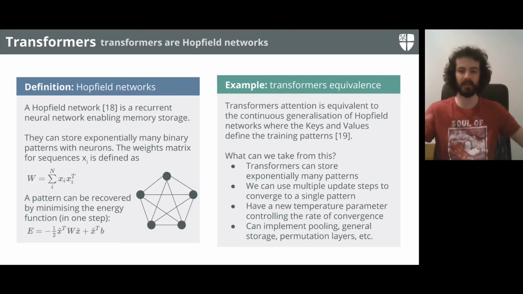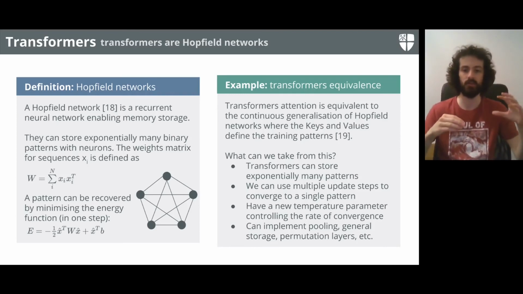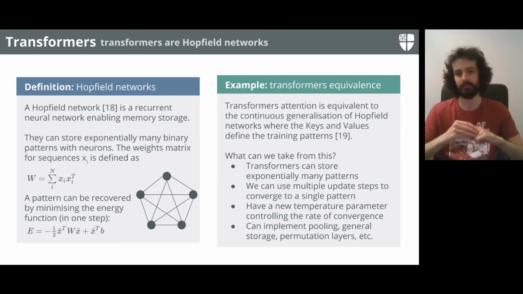We want to find all the things that are similar. But we can basically say, well, if we minimize the energy function in multiple steps, rather than just that single one, we converge on a single input and really focus on it. So we have a new kind of parameter we can play with as well, like controlling that rate of convergence, which is kind of natural to Hopfield networks. And we can really focus on inputs rather than getting this distribution. And show that they can also implement all these other layers as well, like pooling, like mean, which is naturally thrown out of transformers anyway.